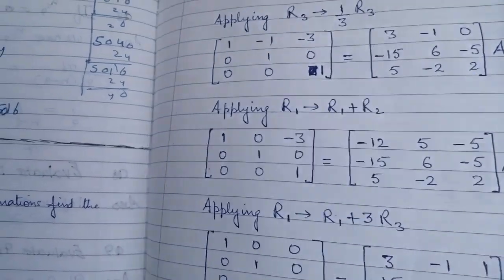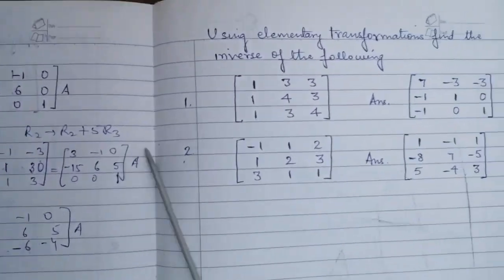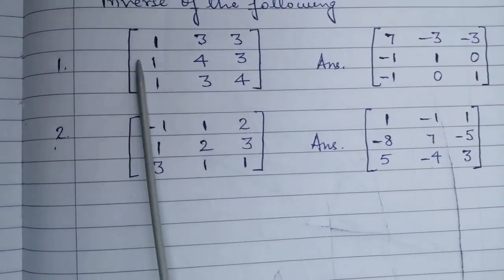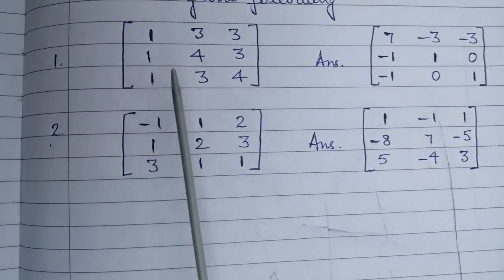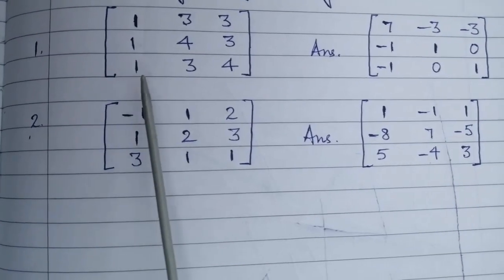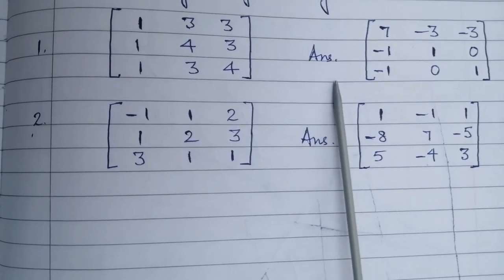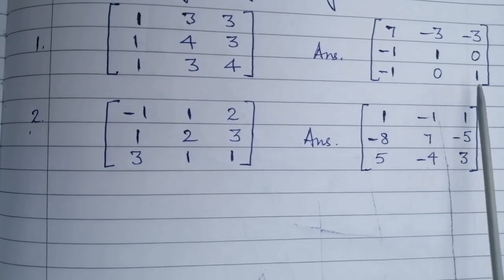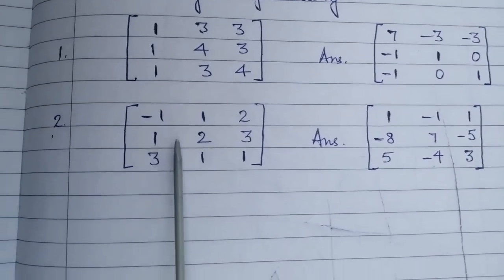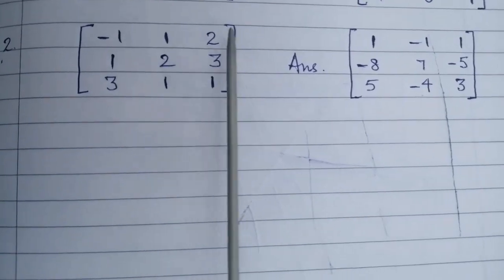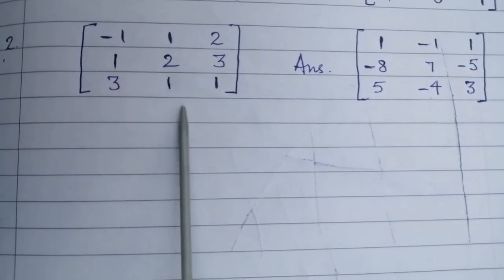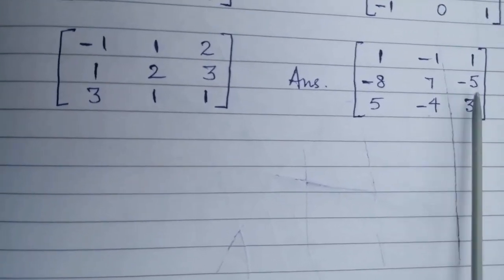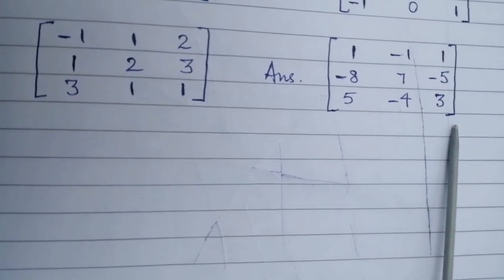Now I have given you a few questions for practice. Using elementary transformations, find the inverse of the following. First matrix, the elements are 1 3 3, 1 4 3, and 1 3 4, and the answer should be 7 minus 3 minus 3, minus 1 1 0, minus 1 0 1. And second question, the matrix has elements minus 1 1 2, 1 2 3, 3 1 1, and the answer is 1 minus 1 1, minus 8 7 minus 5, 5 minus 4 3, right?